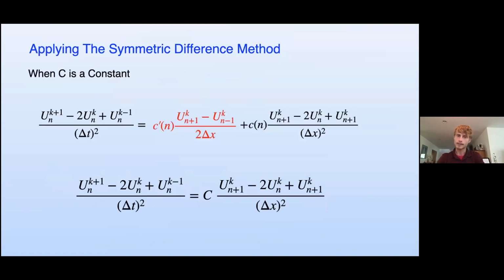Out of that, we get some interesting stuff. Let's say C is constant. We're going to simplify things a little bit. Then our derivative of C, C prime sub n, is going to end up being 0. That means everything you see in red in the middle of the screen, that term's just going to go away. We're left with what's on the bottom. That would be our symmetric difference method for our wave equation, which would just be our standard 1D wave equation. That brings us right back to the beginning, where C is a constant.